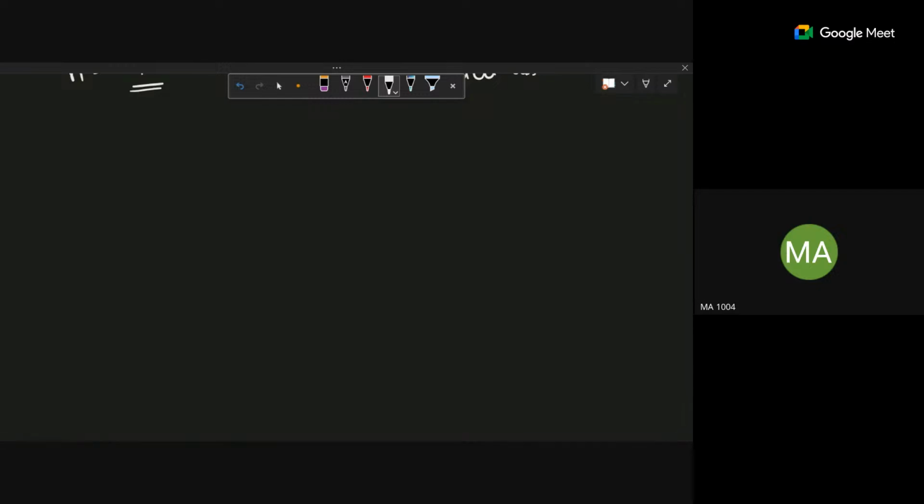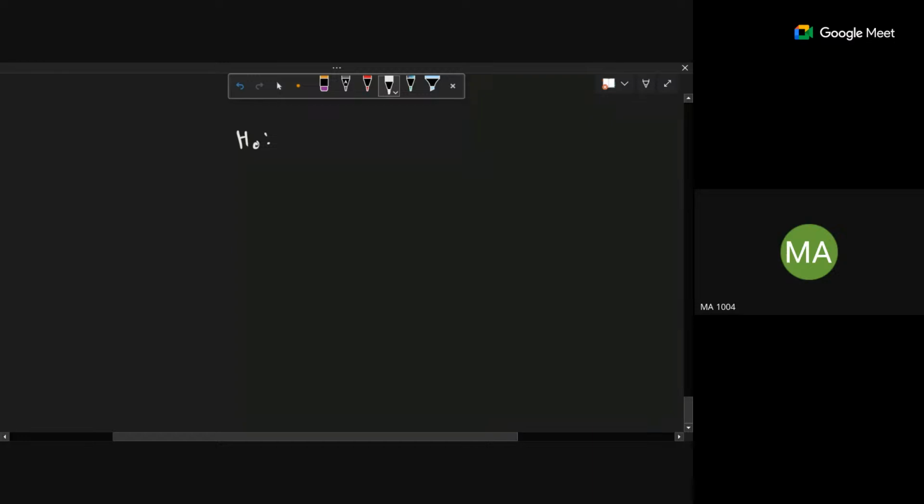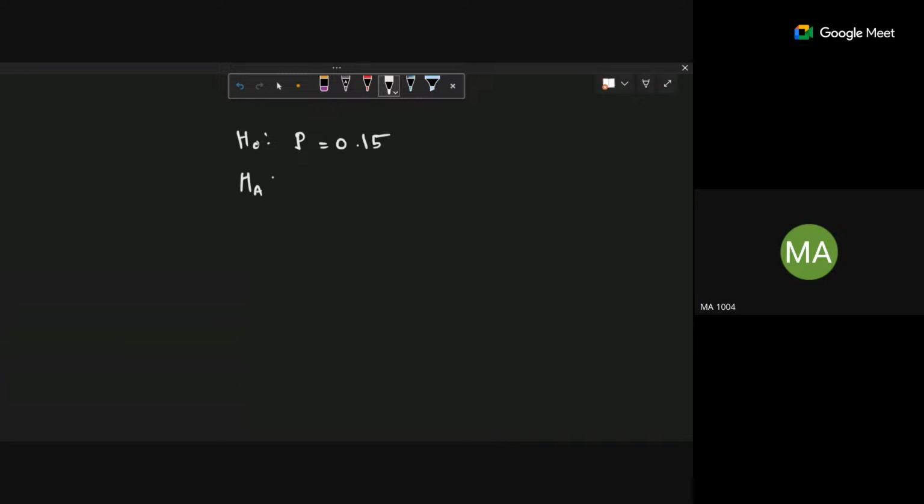So just tell me which kind of test it will be. That was the first question, right? What will be our null and what will be our alternative hypothesis? Our null hypothesis says the probability P is 0.15, and alternative says it's less than 0.15. Okay. And can you please explain how alternative is less than?